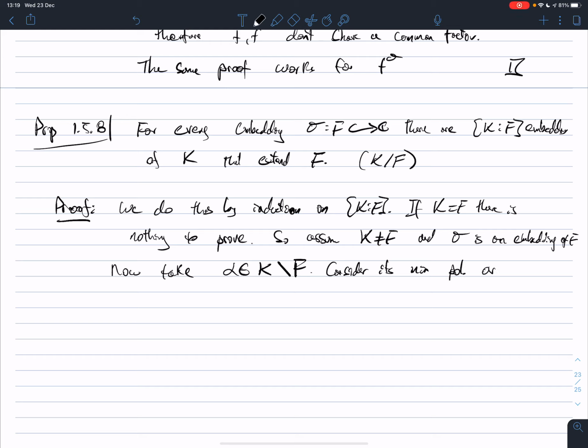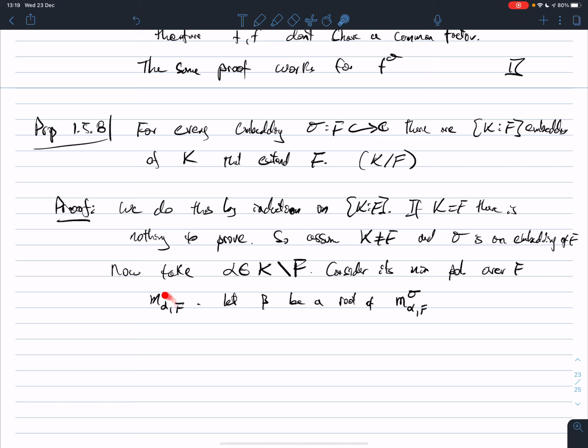Min pol over F, which we denoted by m_α,F. Now let β be a root of the polynomial you get. Oh, we've already introduced the notation: a root of m_α^σ, where I've applied σ to it. So remember, this is what this notation meant.